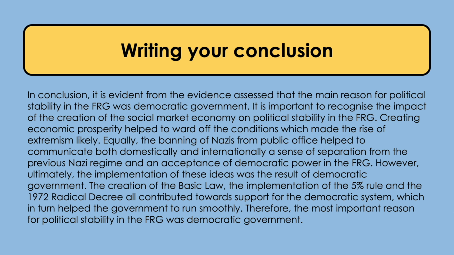However, ultimately, the implementation of these ideas was the result of democratic government. The creation of the Basic Law, the implementation of the 5% rule, and the 1972 Radical Decree all contributed towards support for the democratic system, which in turn helped the government to run smoothly. Therefore, the most important reason for political stability in the FRG was democratic government.